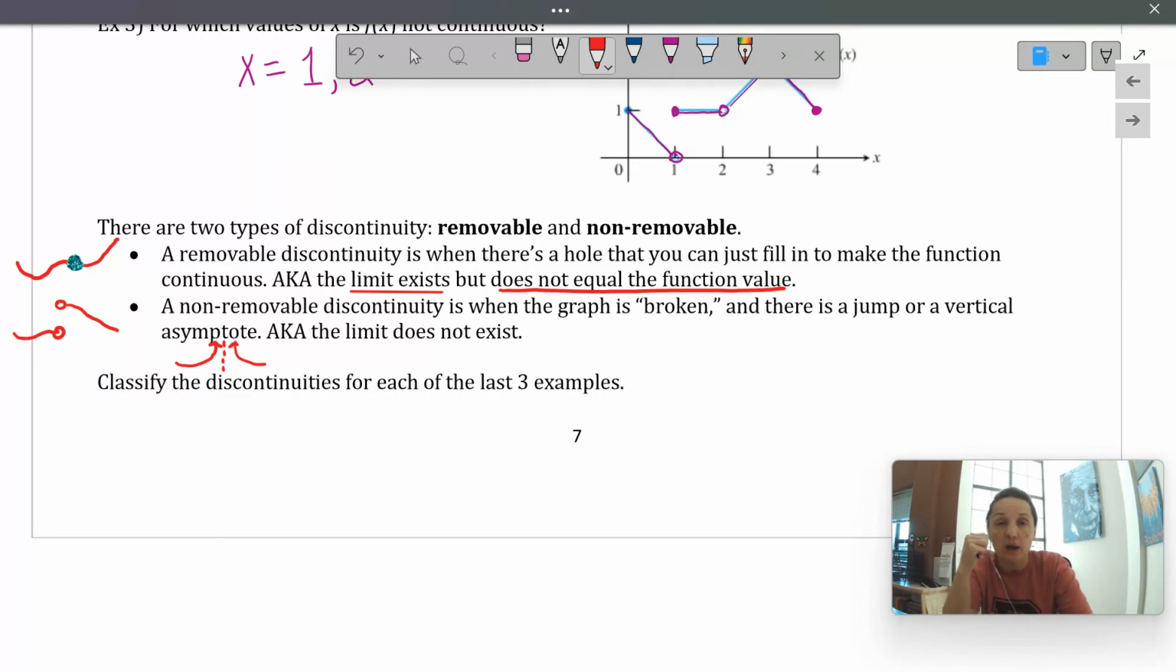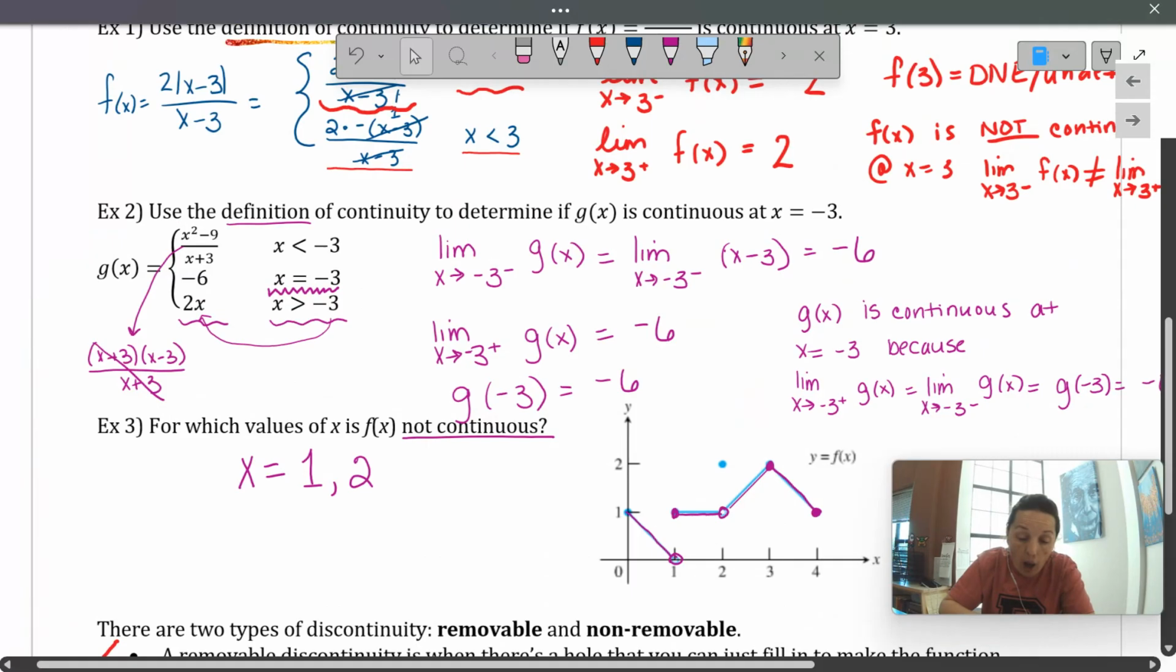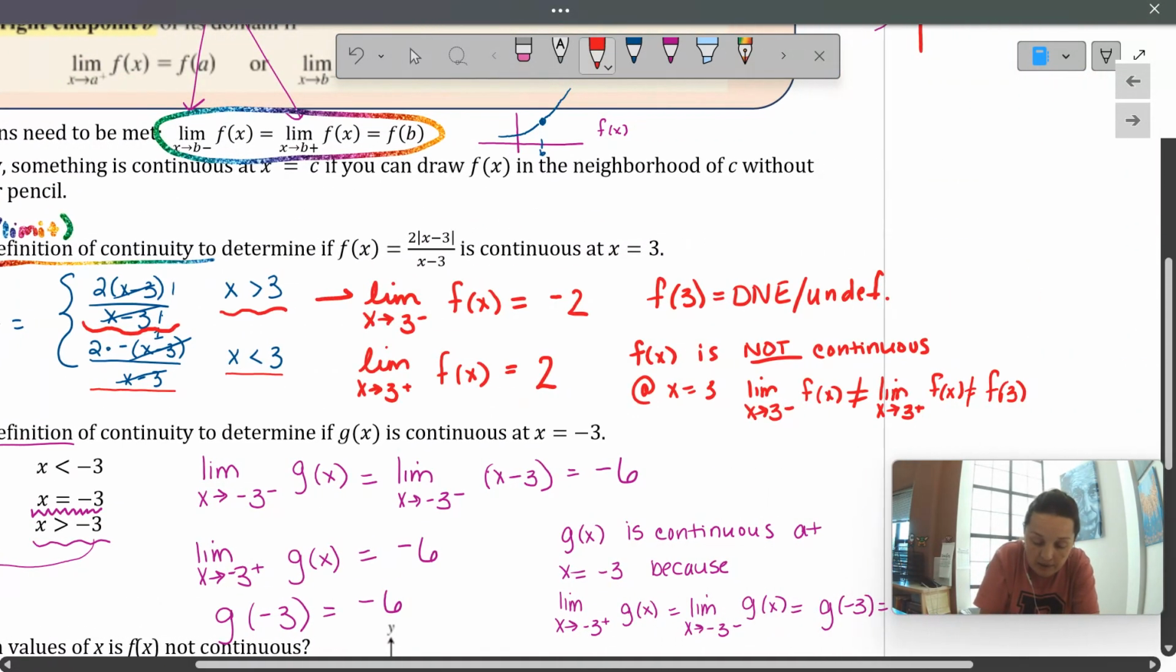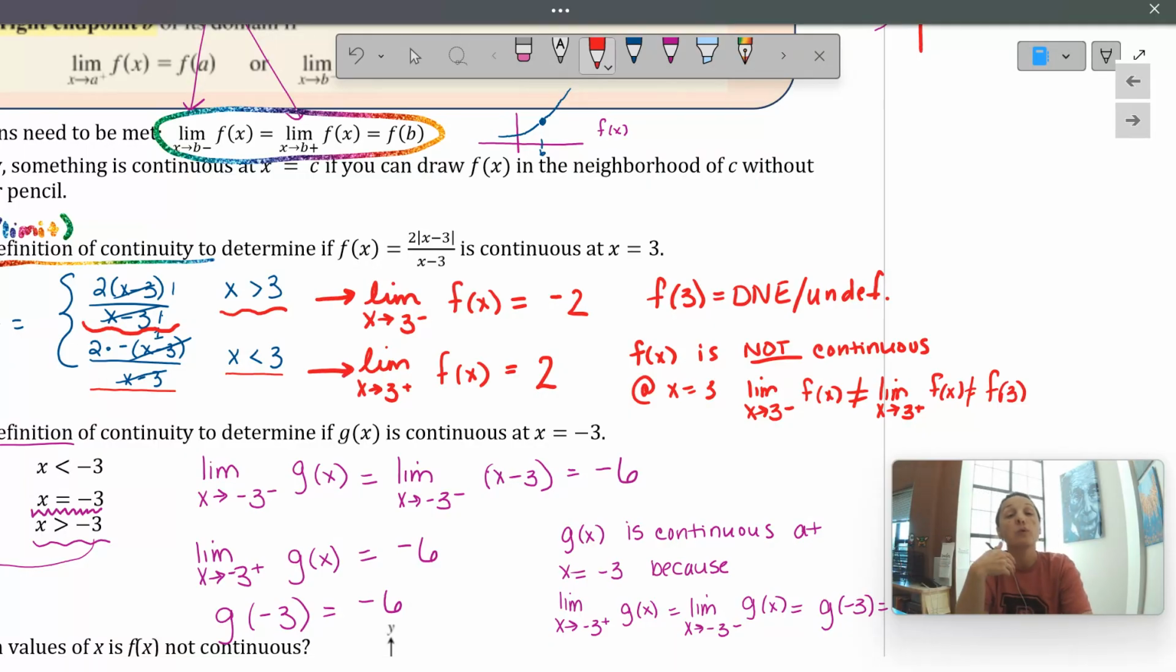But if the limit doesn't exist, that means the function is so broken that you can't fix it, and that's a non-removable discontinuity. Okay, so like up here on example 1, my limits went to 2 different values. Therefore, this would be broken if it were a graph, and this would be a non-removable discontinuity at x equals 3 because the limits of the 2 different sides don't match up.